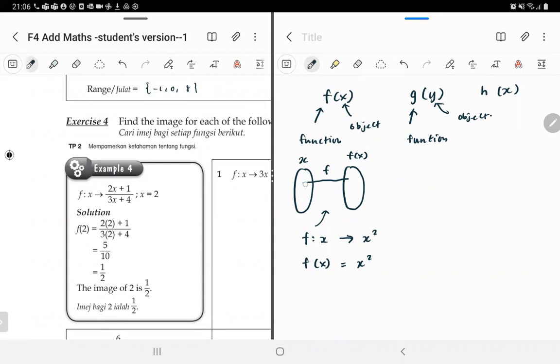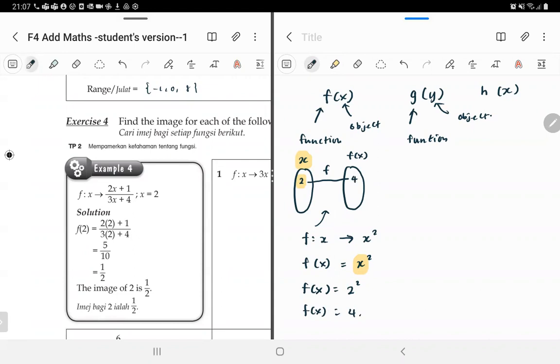So let's say if I have the image here, x equals 2, so f(x) will be equal to 2 power 2 because the object is 2. The x value here is 2. So I replace the x here with 2. So f(x) will be equal to 2 power 2. So f(x) will be equal to 4. So that means it will map to 4.